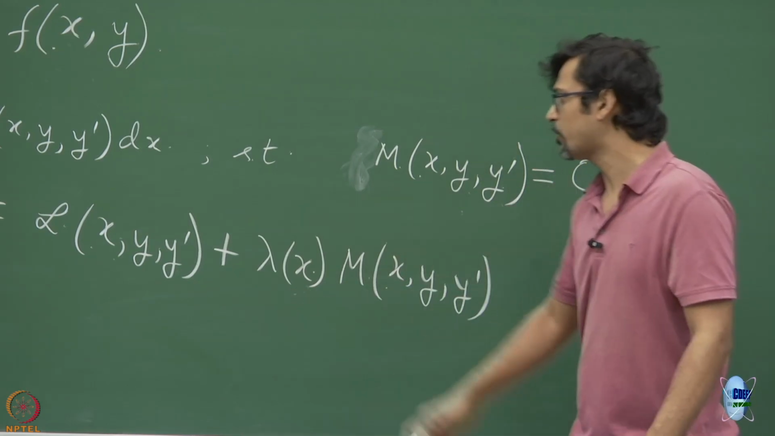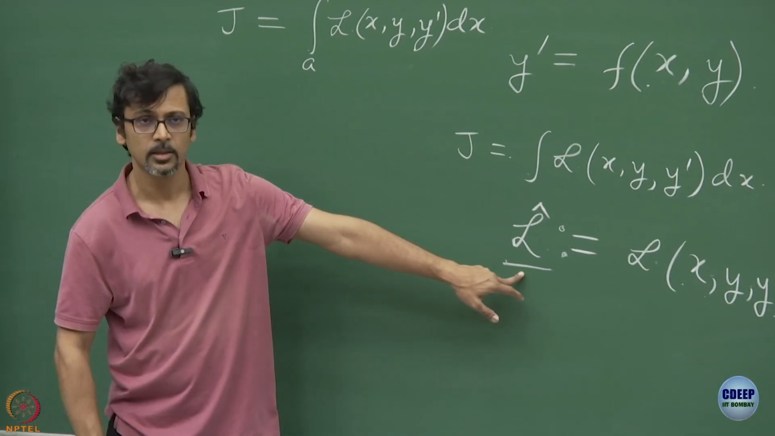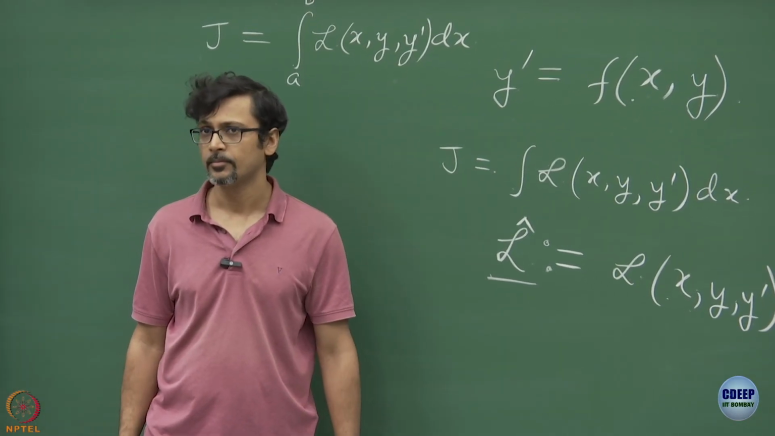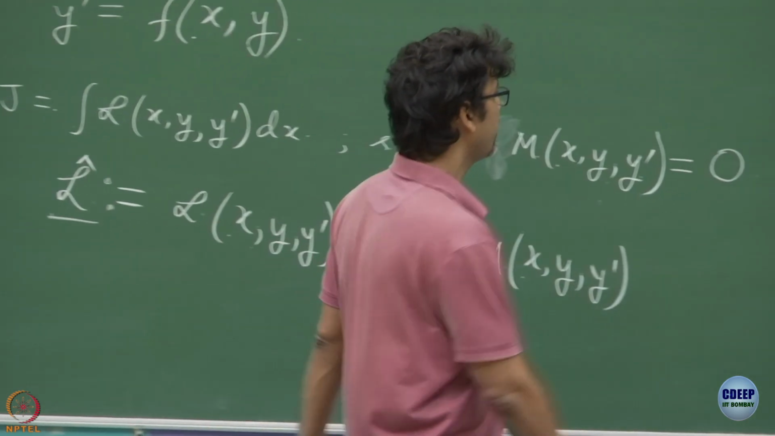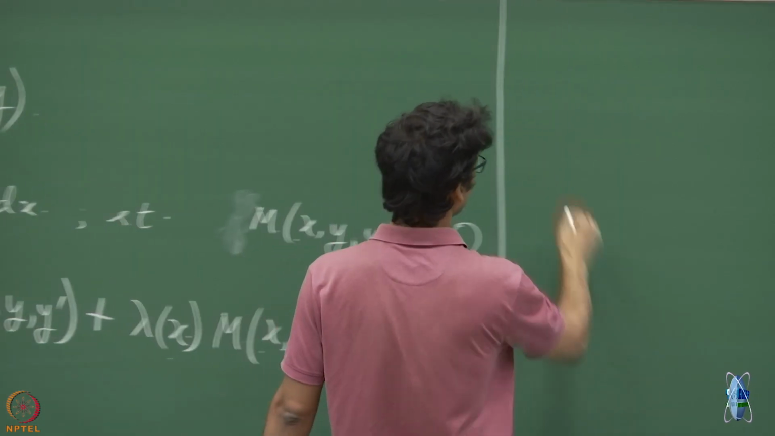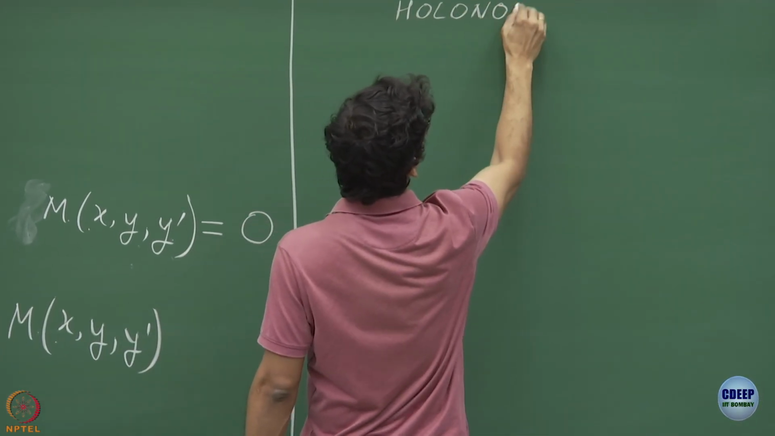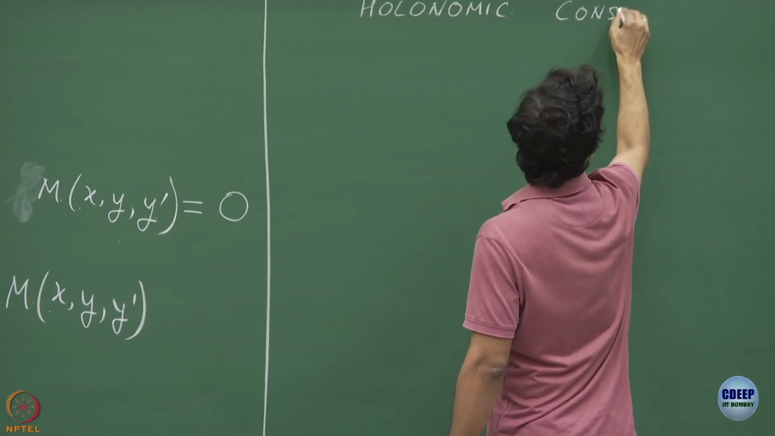So this is what we shall now use as our modified Lagrangian, the L hat, and use the Euler-Lagrange equation on this. Okay, that's going to be the approach. Now, in some very special cases, things become a lot simpler. So we shall call them holonomic constraints.